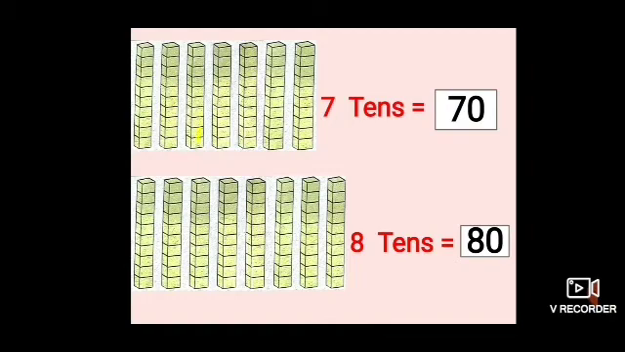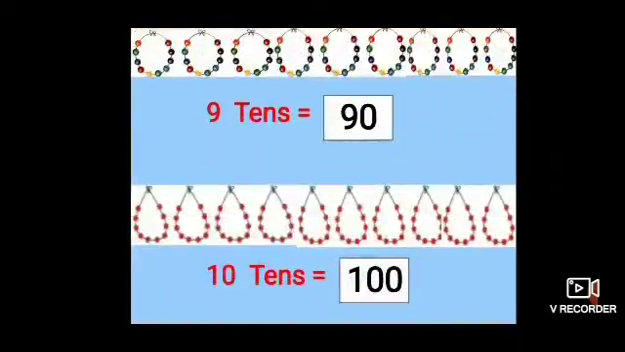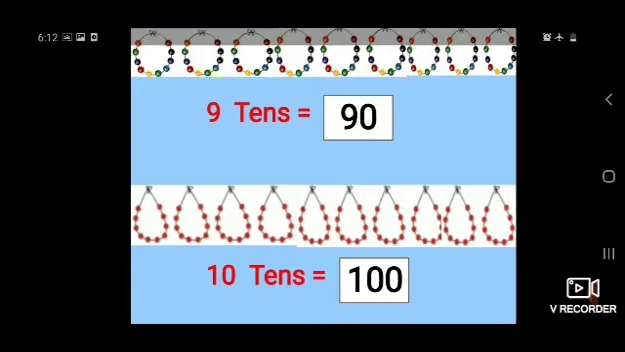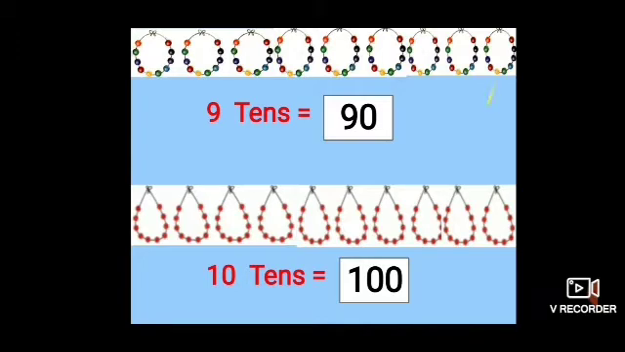1, 2, 3, 4, 5, 6, 7. 7 tens are 7, 0, 70. 1, 2, 3, 4, 5, 6, 7, 8. 8 tens are 8, 0, 80. 1, 2, 3, 4, 5, 6, 7, 8, 9. 9 tens, 9, 0, 90. 1, 2, 3, 4, 5, 6, 7, 8, 9, 10. 10 tens are 1, 0, 0, 100.